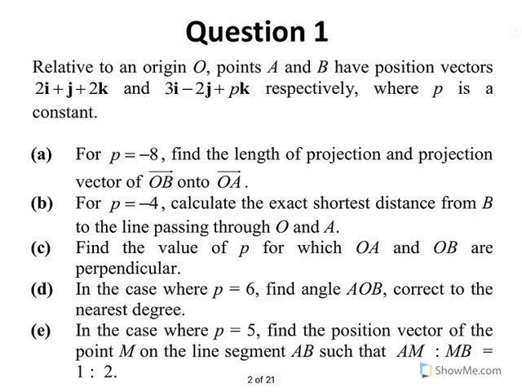Okay, then I'll see if I can record it. A and B are position vectors 2, 1, 2 and 3, negative 2.